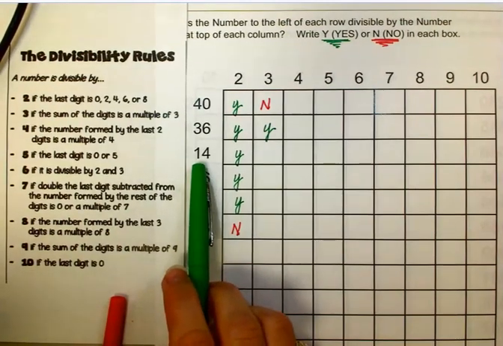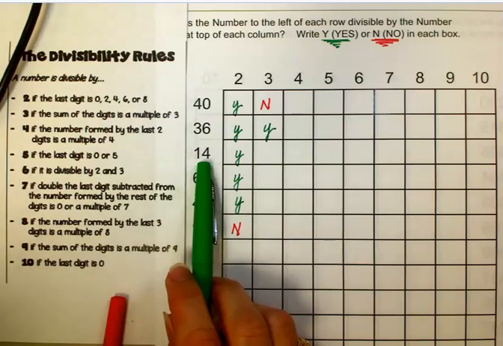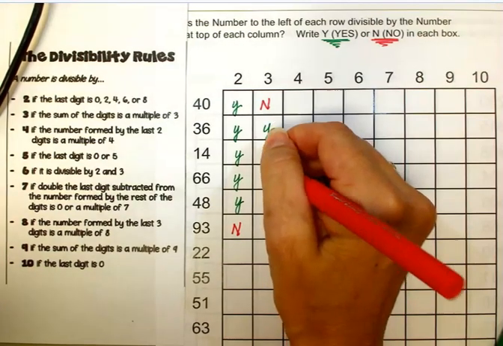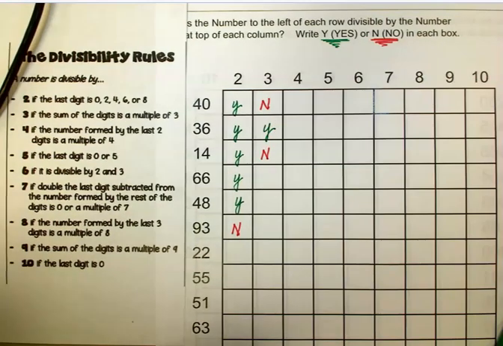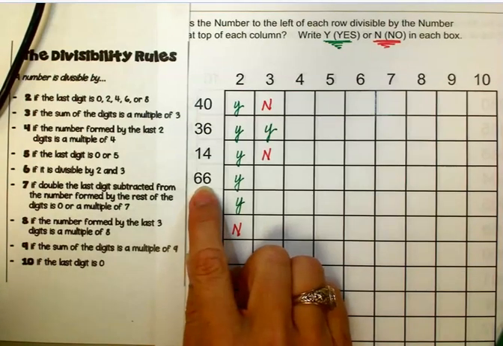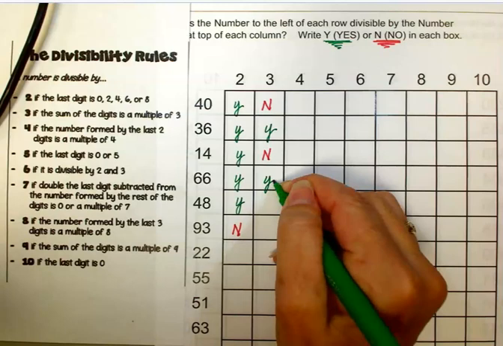14. Again, that's not y'all's bell, so don't get excited. 1 plus 4 is 5. And is 5 a multiple of 3? No, it is not. So 14 is not divisible by 3. 66. 6 plus 6, those are your digits. 6 plus 6 is 12, and 12 is a multiple of 3, so 66 is divisible by 3.